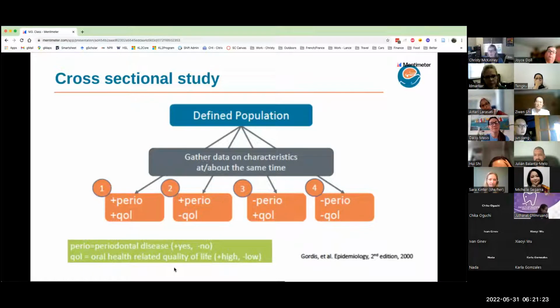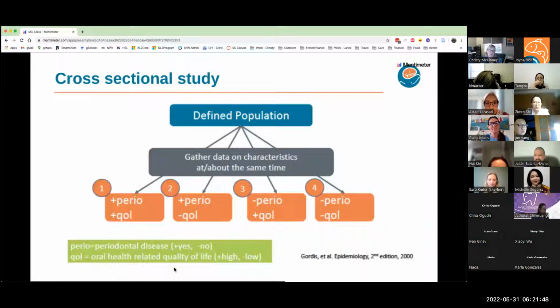So you have a measure of what their periodontal disease is, as well as their quality of life on this entire population, and you're just putting them into bins. So you're not selecting people based on whether or not they have a disease or an outcome, you're defining a population and then you're putting them into bins based on their status on these two factors.